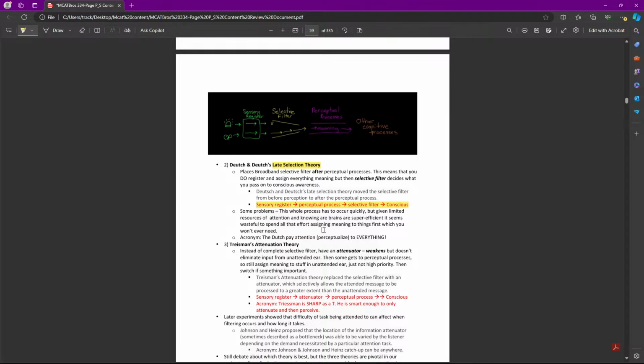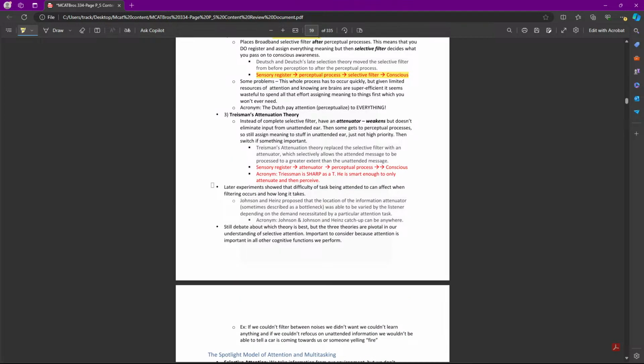What is the problem? This whole process has to occur quickly, but given limited resources and attention, and knowing our brains are super efficient, it seems wasteful to spend all the effort assigning meaning to things first, which you don't need. The acronym: the Deutsches pay attention to everything. Okay. Interesting.